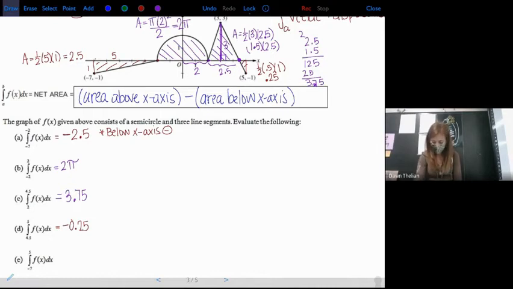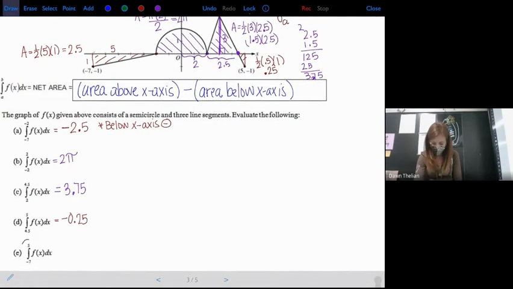Last problem brings us through the whole interval from -7 all the way up to 5. So this is going to be the cumulative area. Everything above the x-axis is positive, below the x-axis is negative. So I'm just going to go left to right. I had a -2.5, then a positive 2 pi, then a positive 3.75, and then a negative 0.25.